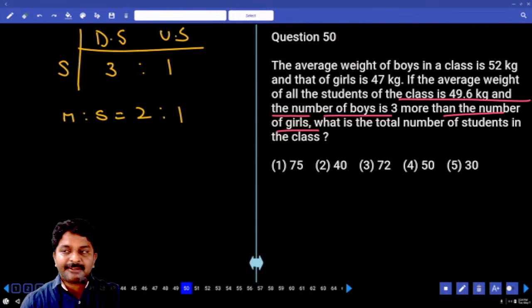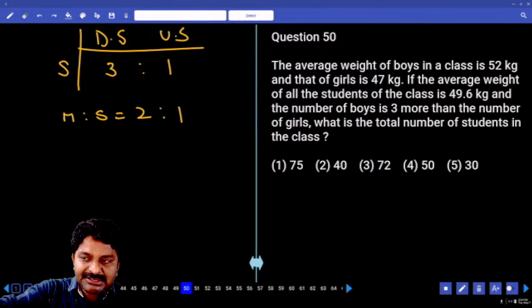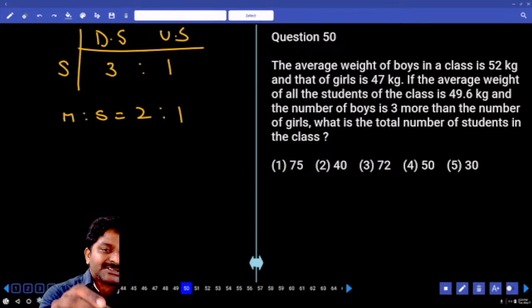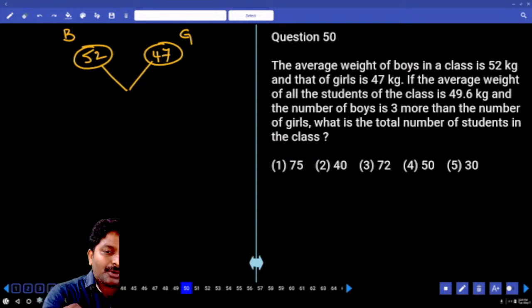The average weight of boys in a class is 52 kgs and that of girls is 47 kgs. If the average weight of all the students in the class is 49.6 and the number of boys is 3 more than the girls, what is the total number of students in the class? First, boys average. How much? Then girls average, 47.